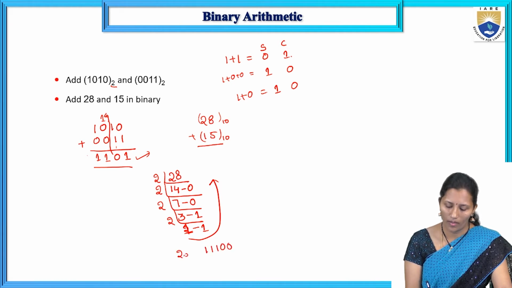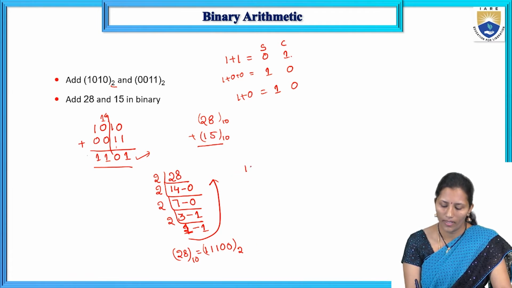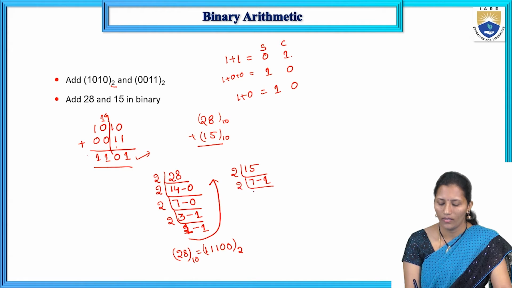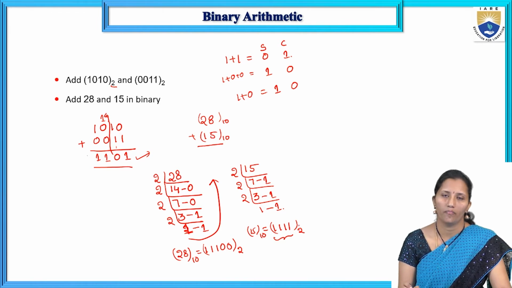So 28 will be represented in binary by 1 1 1 0 0. Again we have 15. So 27 ja, 14, remainder is 1, and 2 3 ja, remainder is 1, 2 1 ja, remainder is 1. So all ones. We know this one. 15 in decimal is represented by all ones, four ones in the binary form.